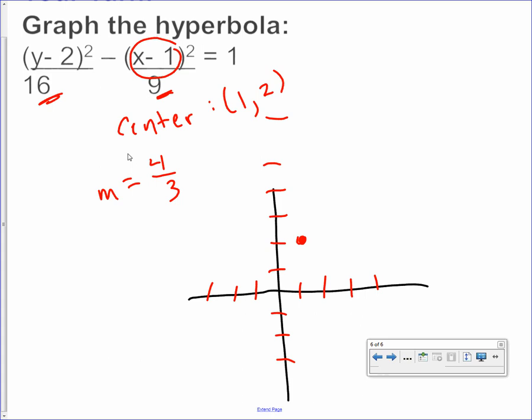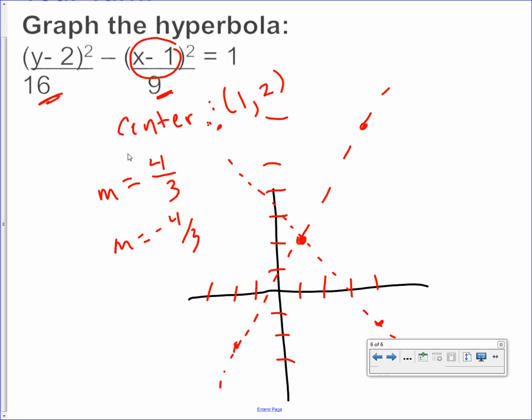1, 2, 3, 4. 1, 2, 3, right there. You can also go in the other direction, down and left. Get a couple more points. There's the asymptote. The asymptote also goes with negative slope. So I'm going to do the same thing, but with a negative slope. Connect those with a dashed line. All right, so those are the asymptotes that will guide the hyperbola.